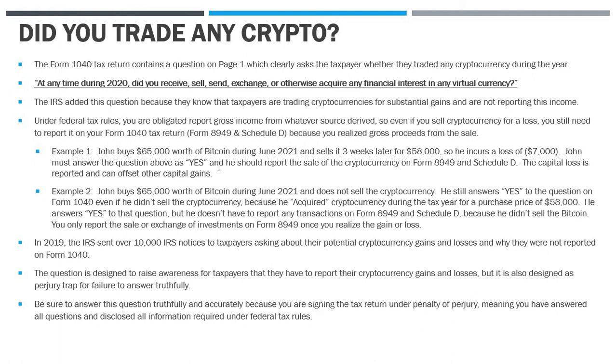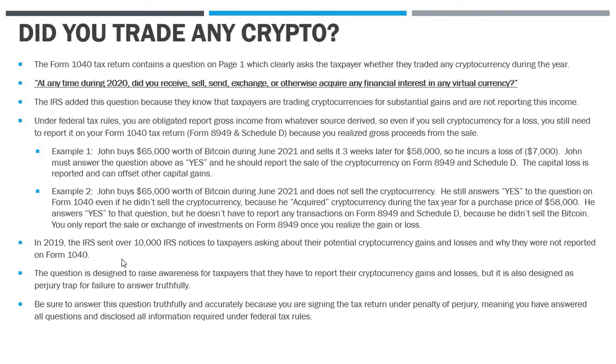And so, if we look at the question again, it's very clear here. Did you receive, sell, send, exchange, or otherwise acquire? It's designed as a catch-all. So if you bought cryptocurrency but you didn't sell it, you still have to answer yes to that question. But you don't have to report any sale transaction because you haven't sold it yet, right? So on 8949, you're generally only reporting the disposition, so the sale or exchange of investments on those forms. If you still hold the property, there's no capital gain or loss to realize.